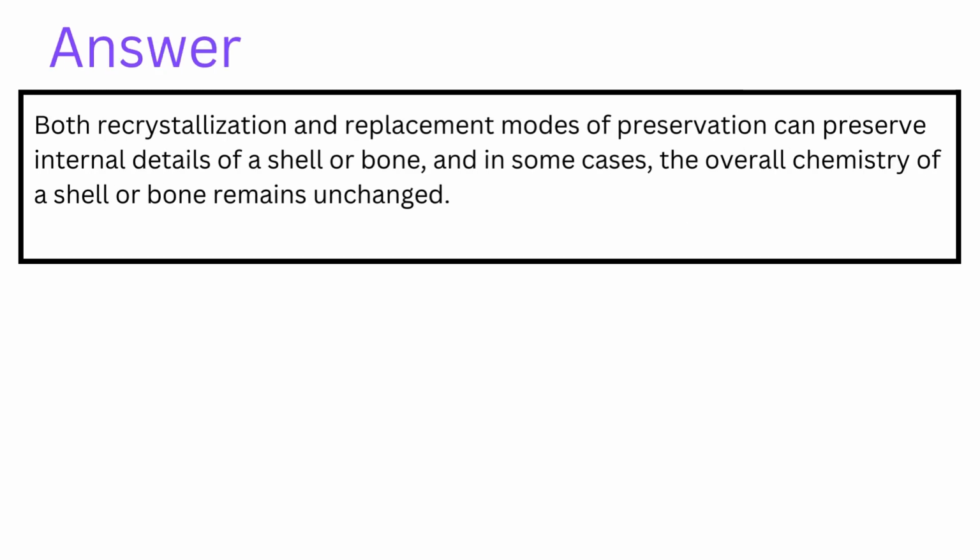Correct answer is both recrystallization and replacement modes of preservation can preserve internal details of a shell or bone, and in some cases the overall chemistry of a shell or bone remains unchanged.